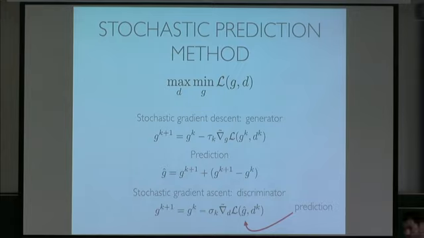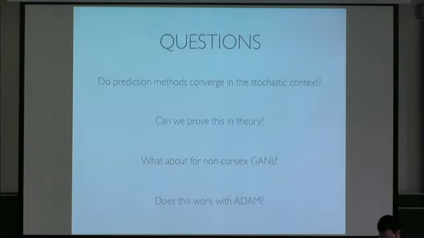And the question is, can you port this idea over and use it for stochastic methods for training neural networks? There are a few different questions that we would like to ask. First question is, do prediction methods still converge in the stochastic context? Most of these methods have been studied in the non-stochastic case. Do these prediction methods still work in the stochastic setting? Can we prove this in theory? And what can we say for non-convex problems like GANs? And then another question you might ask is, do these prediction methods work with more sophisticated types of neural network solvers like Adam? And it turns out we can answer these questions either using theory or using experiments.